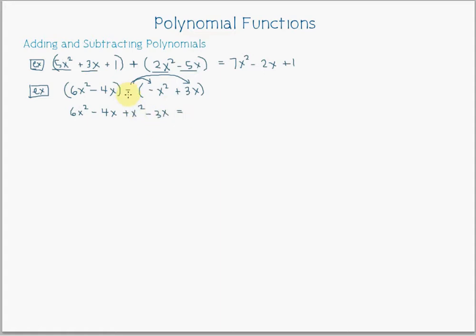Okay, it's very important that you distribute a negative sign. If it's subtraction or multiplying by a negative number, it must be distributed into both terms inside the parentheses. So now we can combine our like terms. We have 6x squared, and x squared gives us 7x squared. And a negative 4x and a negative 3x will give us a negative 7x. Now we can't combine anything here because they are different terms, so that's as simple as we can get. Okay, so that's adding and subtracting.